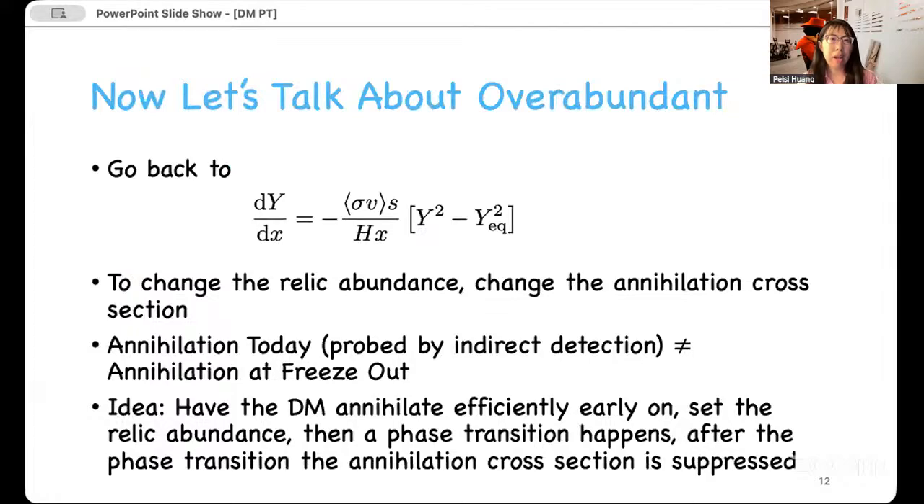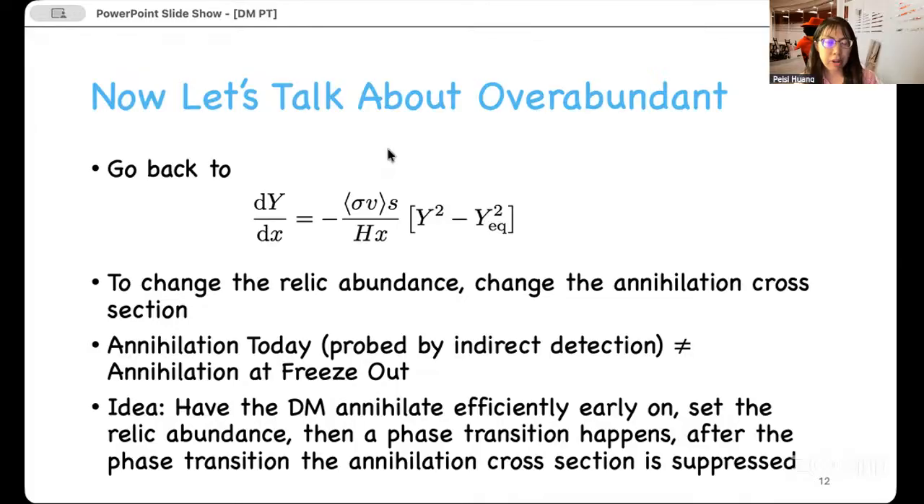So now let's talk about overabundance. Let's go back to the Boltzmann equation. We want to change the solution of this differential equation. We just talked about changing it by changing the boundary condition. Another obvious way is we can change the annihilation cross-section here.